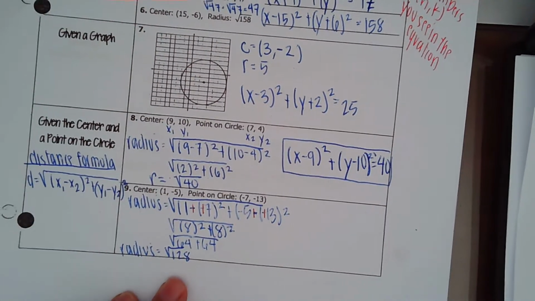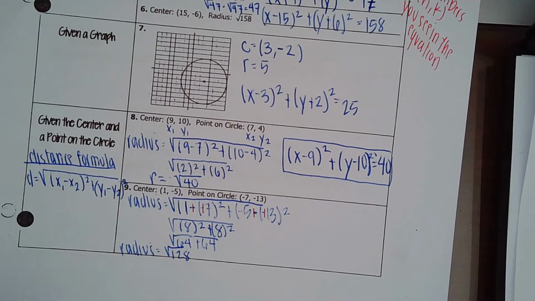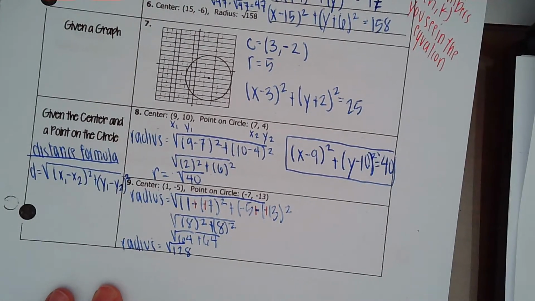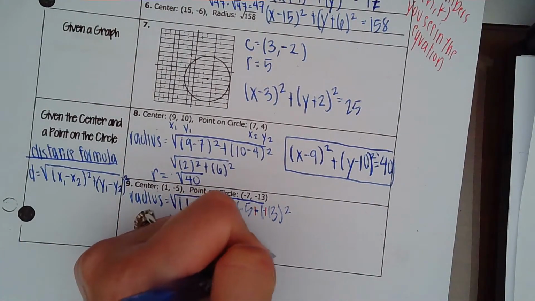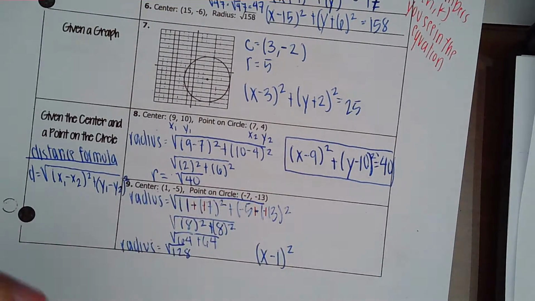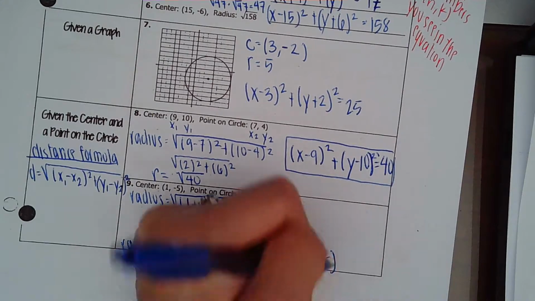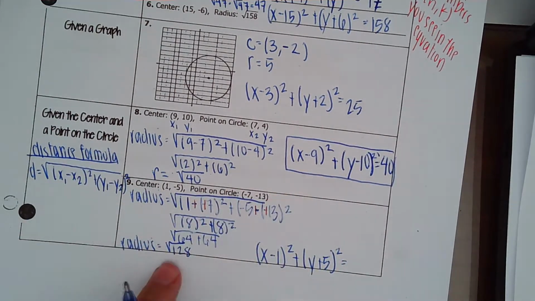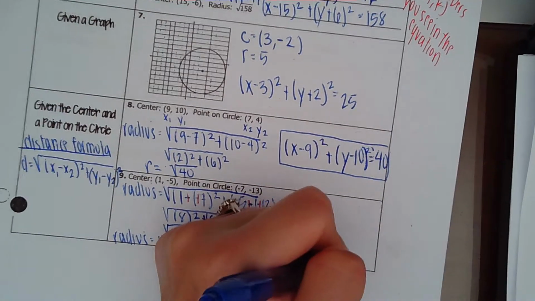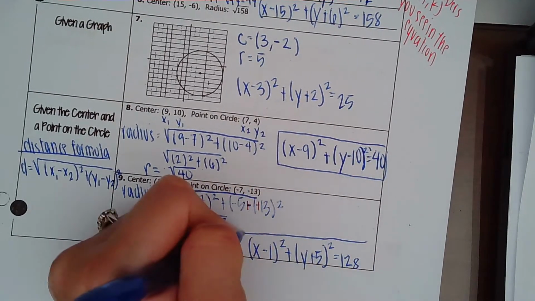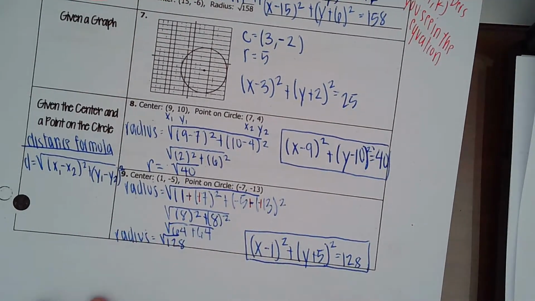Okay, well, I know my radius and I know my center, so I can go ahead and write the equation of a circle. I will say x minus 1 squared plus y plus 5 squared equals my radius squared, 128.